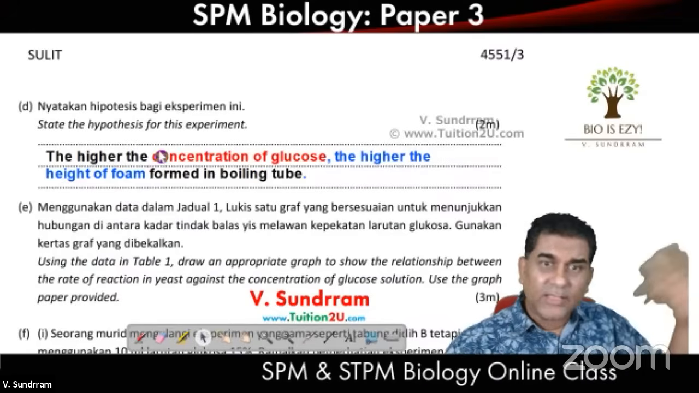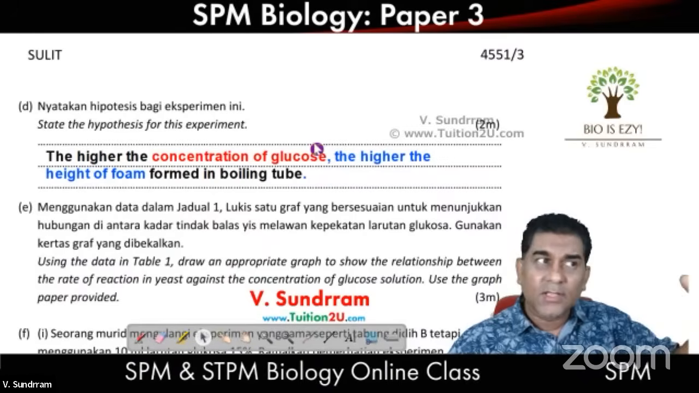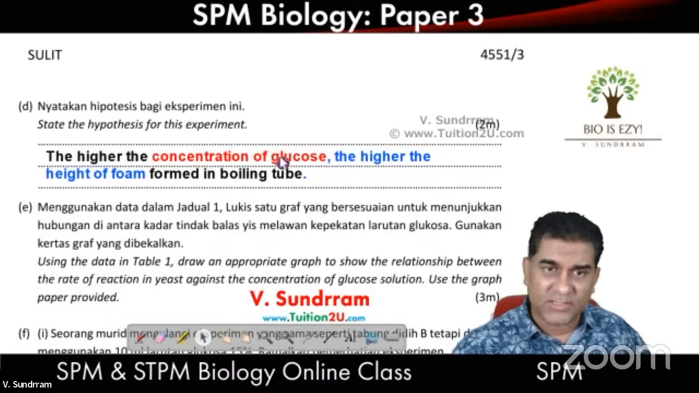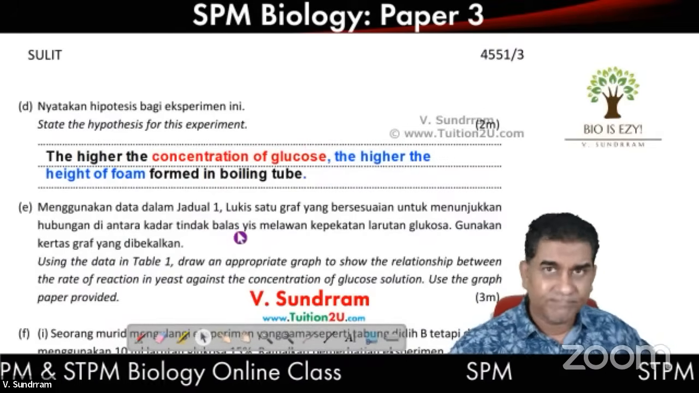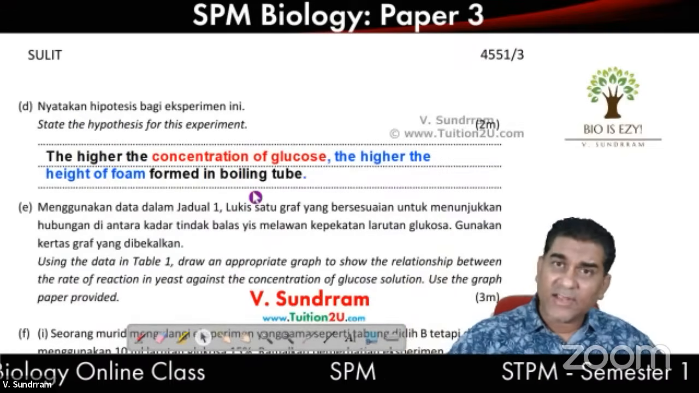Now, the higher the concentration of glucose, the higher the rate of alcohol fermentation in the yeast. Fine. Manipulated, responding, keyword. Have that, get your marks.